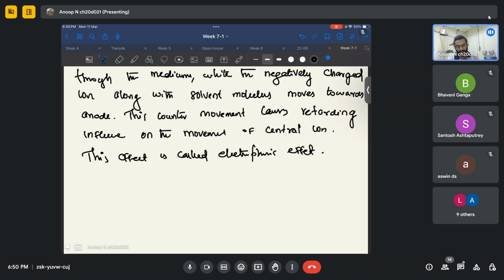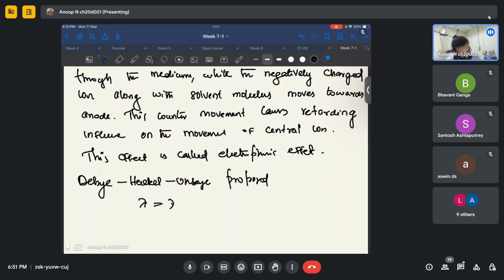So Debye-Hückel-Onsager, the proposed equation is lambda is equal to lambda 0 minus (A plus B lambda 0) into root C, where A is a constant which is nothing but 50.5 and B is equal to 0.224, which is applicable in water.